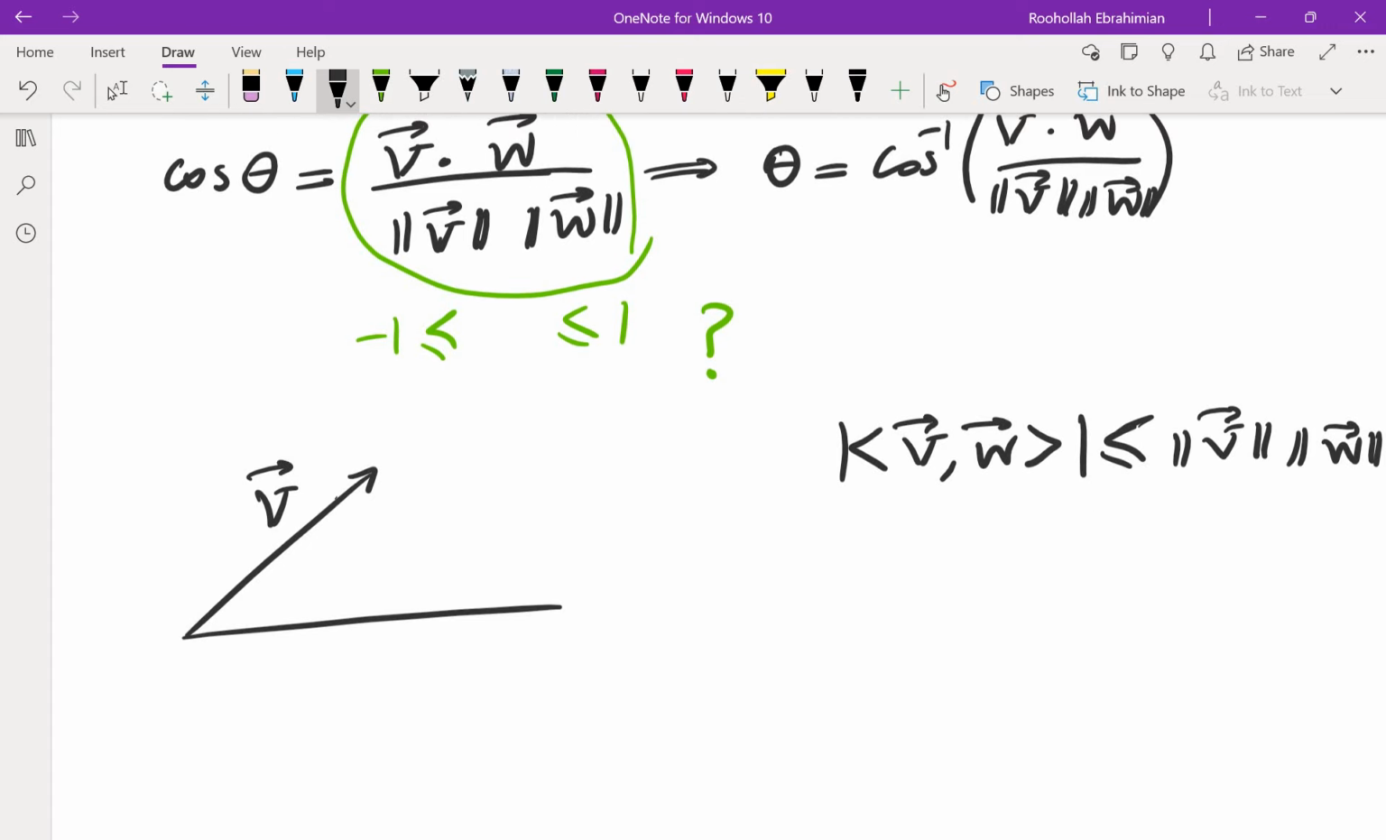Okay, so the question is, how do we prove this inequality? If you divide both sides of this by the length of V, for that I need V to be non-zero, I get this.